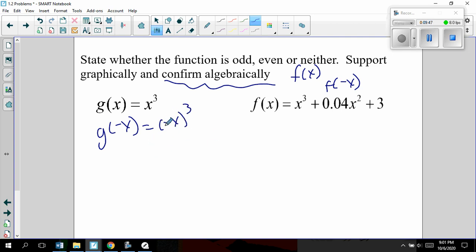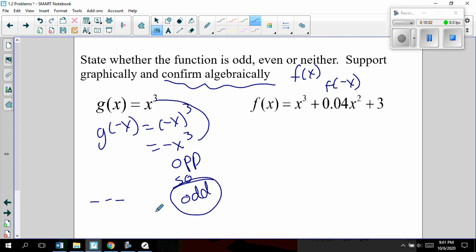Now if I have negative x and I'm cubing it, I have 3 negative values multiplying, which would just give me a negative x cubed. Now I compare these two. These things are opposite. So x cubed is an odd function. Okay, let's do one a little more complicated.